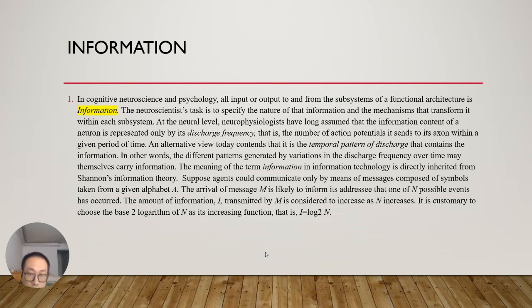Suppose agents could communicate only by means of messages composed of symbols taken from a given alphabet A. The arrival of message M is likely to inform its addressee that one of the n possible events has occurred. The amount of information, I, transmitted by M is considered to increase as n increases. It is customary to choose the base 2 logarithm of n as its increasing function, that is, log base 2 of n.